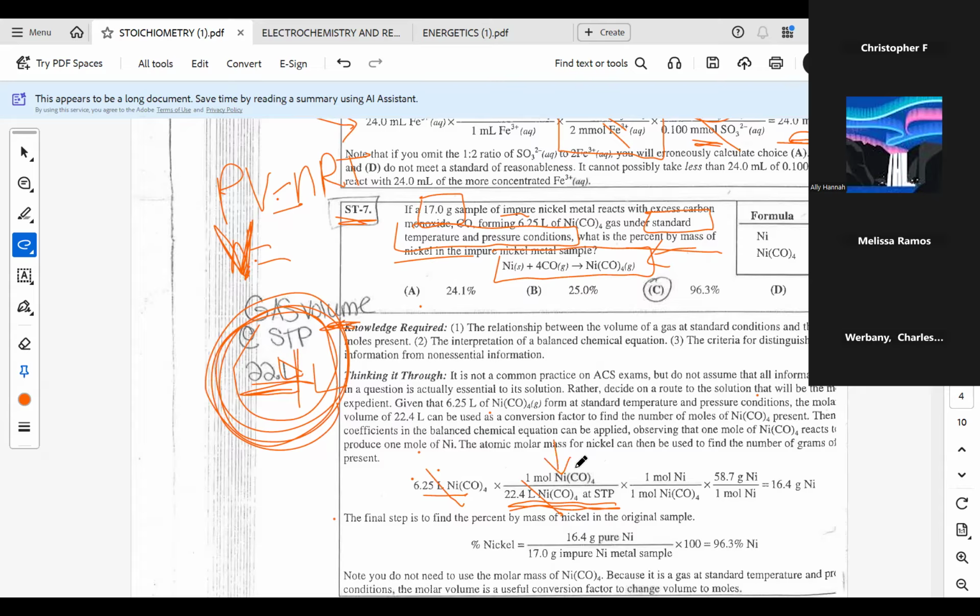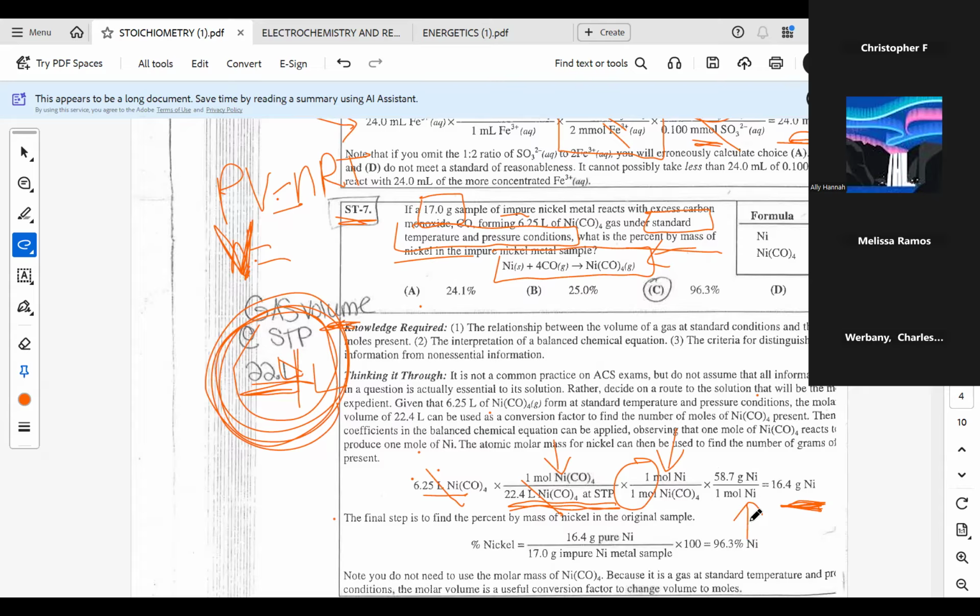And now I know how many moles I have of my nickel carbon monoxide compound here. What I want to get to is the grams of nickel in the end, so this is where I'm working towards. Right now I'm in moles of this nickel compound, so I'm going to use my balanced equation, which is a 1-to-1 molar ratio, to convert to how many moles of nickel I have in this reaction. And then my last step will be to get back to grams. So we have every bit of information we need.